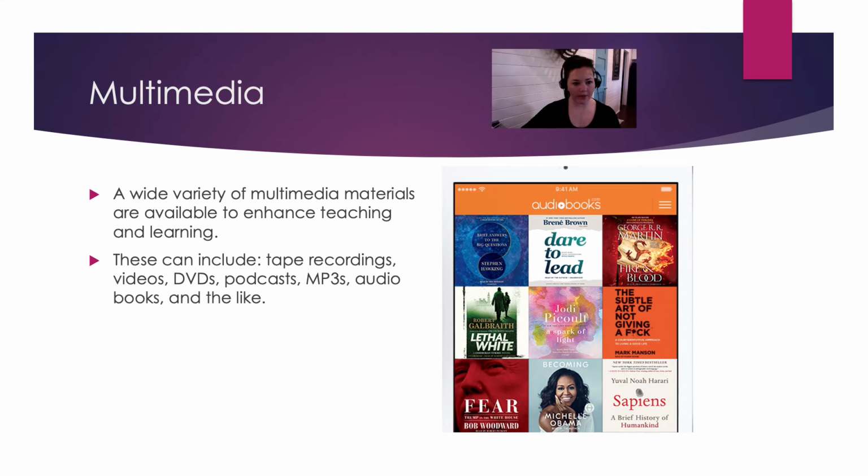Multimedia is one we haven't talked about yet. That basically means that it has more than one medium, like it's going to combine audio with pictures and illustrations, also with music and that kind of thing. So this can include tape recordings, which are typically digital now, videos, DVDs, podcasts, MP3s, audiobooks, and the like.